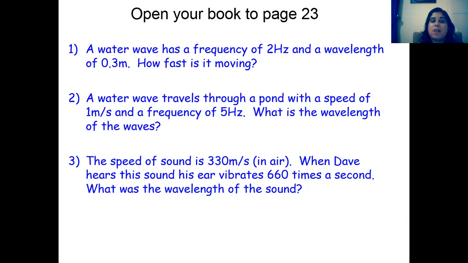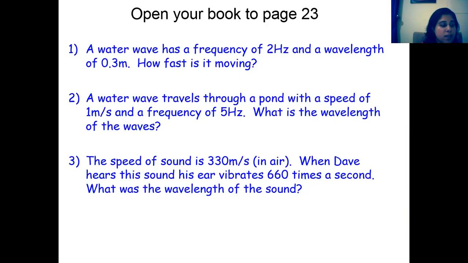A water wave has a frequency of 2 Hertz. So you have the frequency and the wavelength of 0.3 meters. How fast is it moving? That means over here you have to calculate the speed. You have to calculate the wave speed.